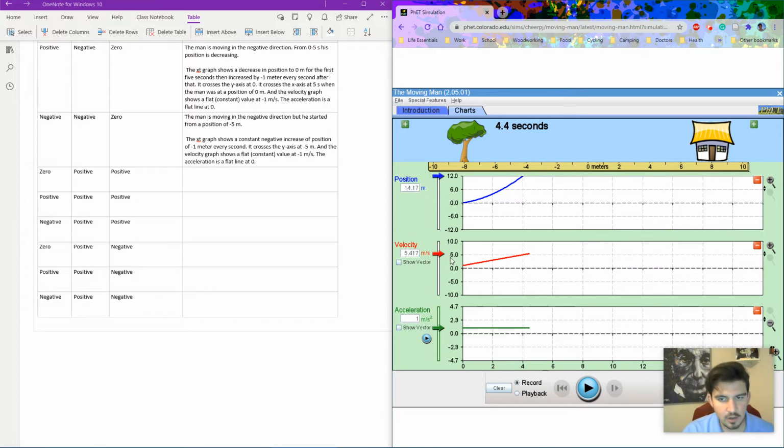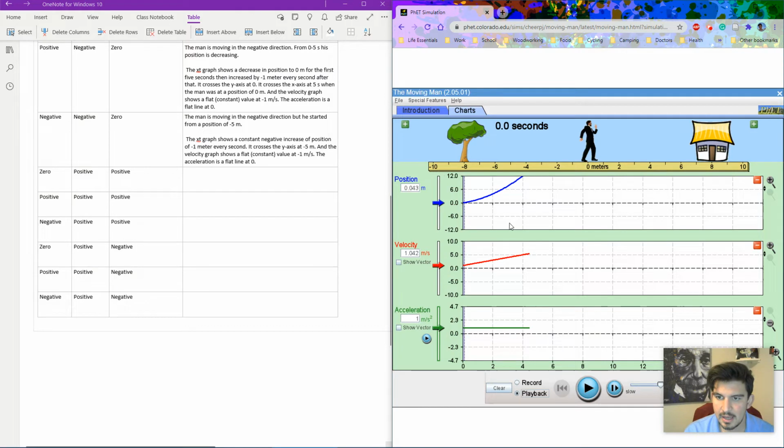Our velocity also is not the same. The velocity is going up. It's not a flat line anymore. It's actually increasing, but it is straight. It's straight up, but it is not flat. And now our acceleration is still a flat value, but it's not at 0 anymore. Now our acceleration has a value of 1.